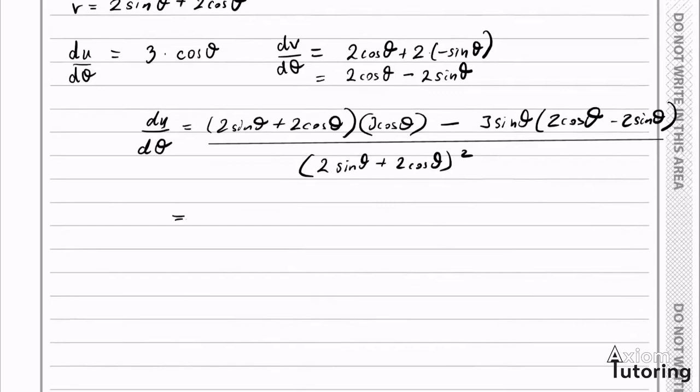Okay, so now let's multiply everything out and see if we're able to simplify anything. When we multiply things out, let's take the first term and multiply it by our 3 cos theta. And then we're going to take the second term and multiply it by 3 cos theta.